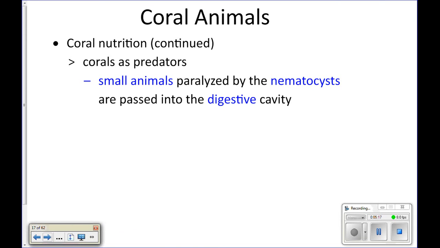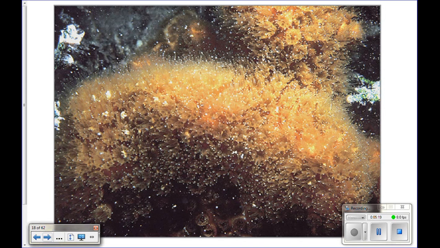So they'll be predators. Here's a picture, so you can see what the coral looks like when all of its little polyps are sticking out. It looks fuzzy, right, because all the polyps are unfurled.